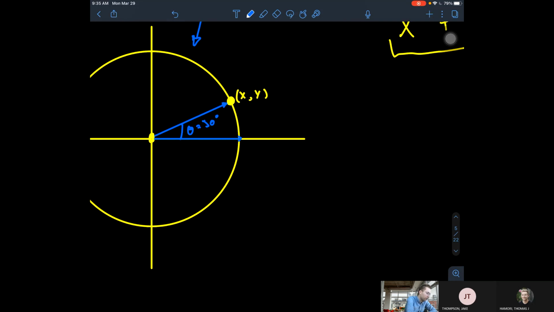So, for any theta that you give me, I can put this in direct correspondence with a point x comma y on the unit circle. Depending on the angle theta you give me, I will know exactly what is x and what is y.